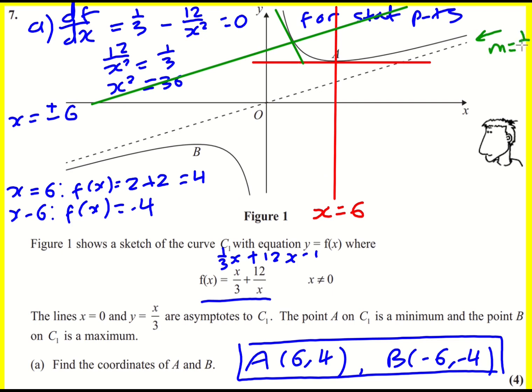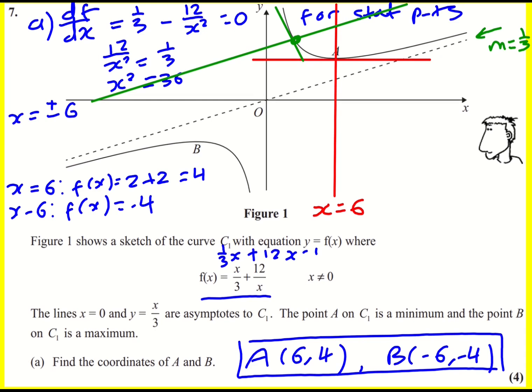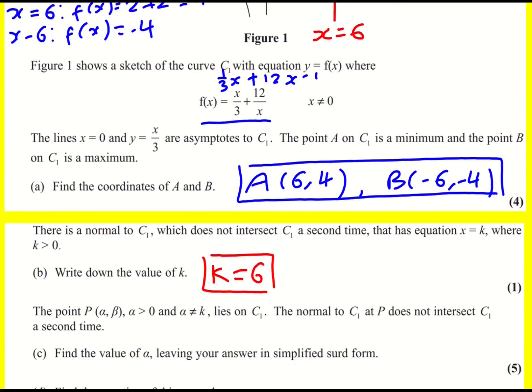i.e. a third. If it's slightly greater than a third, then it's going to come down and eventually hit the curve here. And if it's less than a third, it's going to come across and hit again over here. So the one place where it will just intersect once is when we get the normal gradient equal to a third. And that means the tangent gradient will be minus 3.